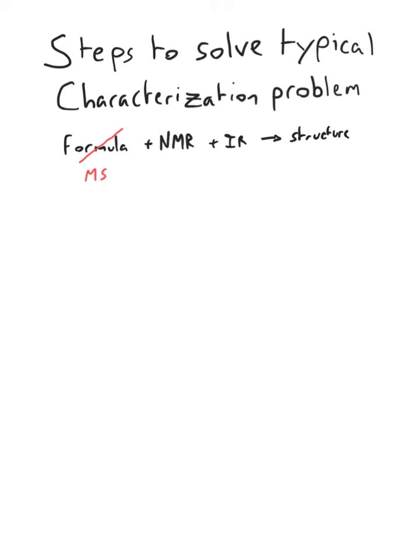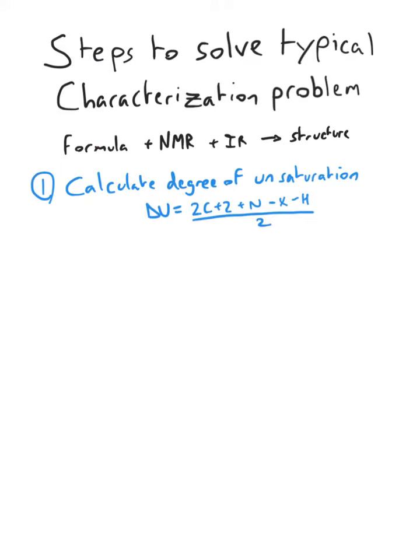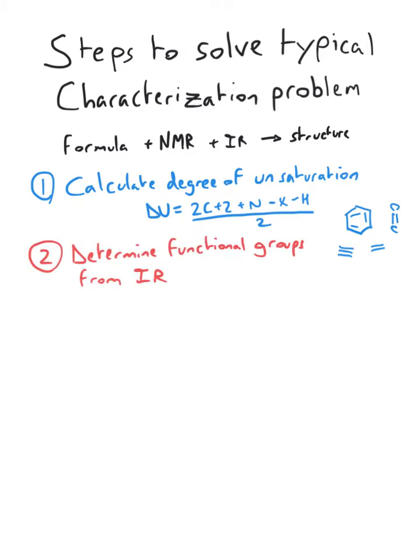But assuming you are given a chemical formula, the first thing you should do is calculate the degree of unsaturation so that you know what kind of functionalities you can be looking for. High degrees of unsaturation are clear indications that you probably have aromatic rings, carbonyls, alkenes, triple bonds. You get the idea. The second step is to look at the IR and judge what functional groups are present.